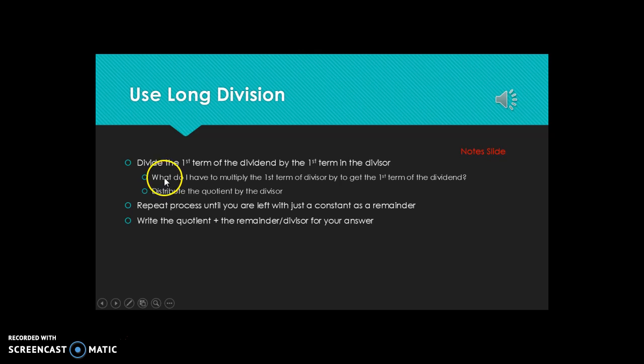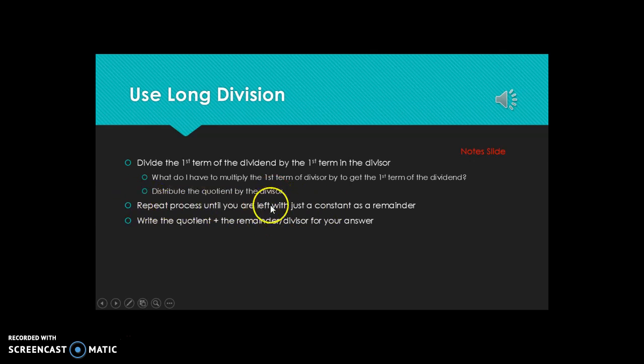Okay? So really what you're asking yourself is, what do I have to multiply the first term of the divisor by to get the first term in the dividend? Okay? And that's going to be essentially your quotient, your answer, at least part of it. All right, and then you're going to distribute or multiply that quotient by the divisor, and that's what you're going to be subtracting.